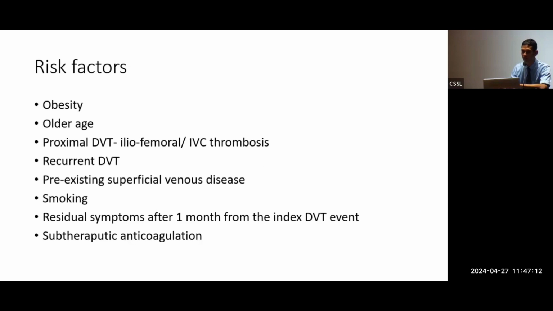So, what are the risk factors for a patient with deep vein thrombosis developing post-thrombotic syndrome? There are several well-recognized risk factors: obesity, older age, more proximal DVT compared to distal DVT, recurrent episodes of DVT, and development of DVT in a patient with pre-existing superficial venous disease, smoking, residual symptoms after 1 month from diagnosis of the initial DVT event, and subtherapeutic anticoagulation.